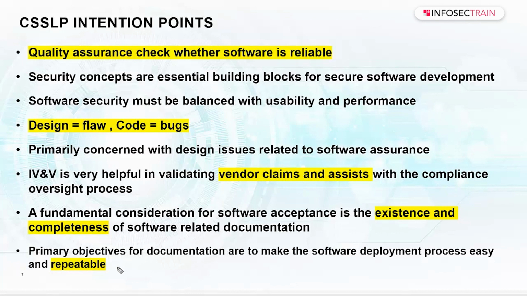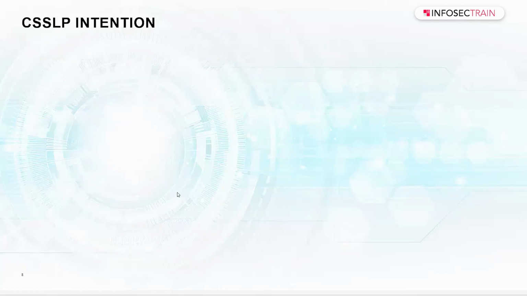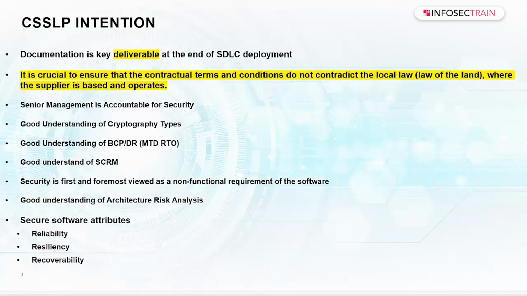Another important thing, the primary objective of documentation is to make the software deployment process easy and repeatable. When we have a template in place, we can reuse the document for other purposes. That's why we expect a standard template to be used in the development environment. Another important element is documentation. Documentation is a key deliverable at the end of the SDLC. And it is very important whenever you onboard any vendor and go with a contract, law of the land is very important. Senior management is accountable for security, and the CSSLP is accountable for implementing security in application development.